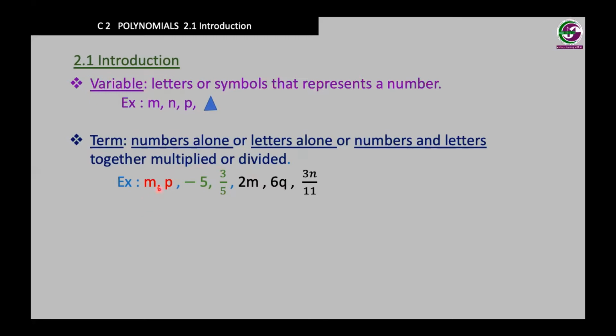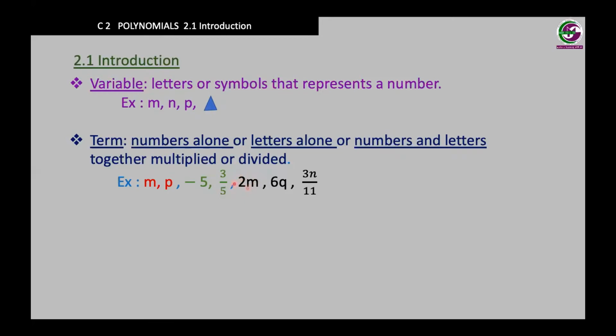Look at this example. M is a letter alone. P is another letter alone. So we can say M is a term, P is a term. -5 is a number, or simply 5 is a number. That's also a term. 3 by 5 is a number. That's also a term. 2m, which means you take a number and a letter. So this is also considered as a term. They are not two terms.